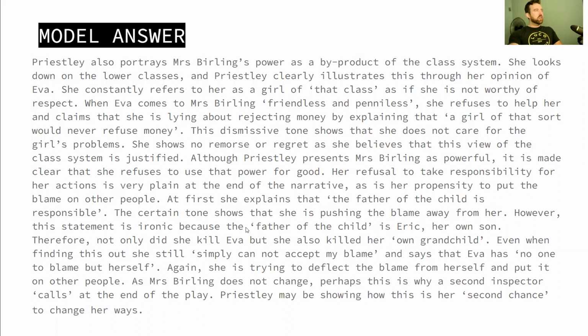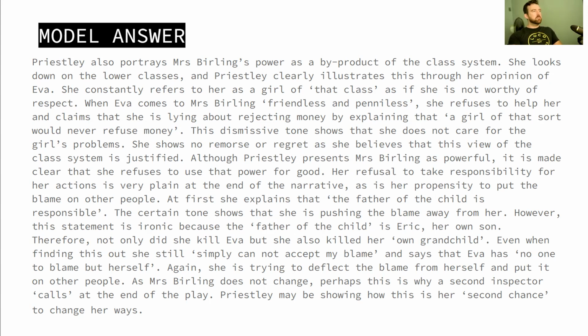Priestley also portrays Mrs. Birling's power as a byproduct of the class system. She looks down on the lower classes, and Priestley clearly illustrates this through her opinion of Eva. Yeah, so this is again a very good, strong point to start a paragraph, isn't it? She constantly refers to her as a girl of that class, as if she is not worthy of respect.